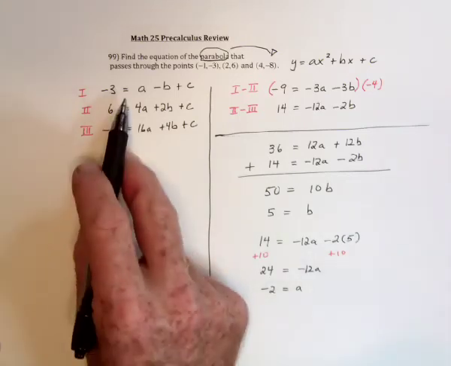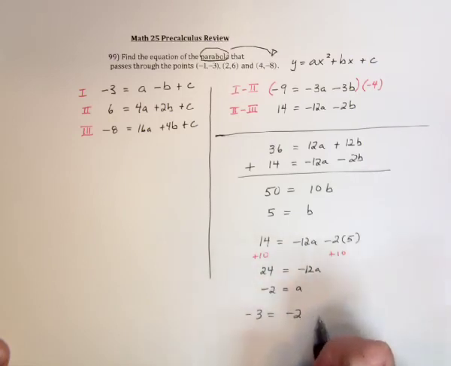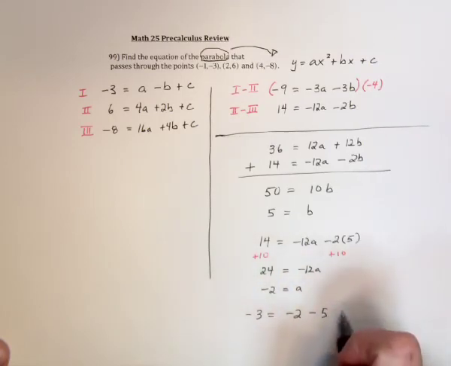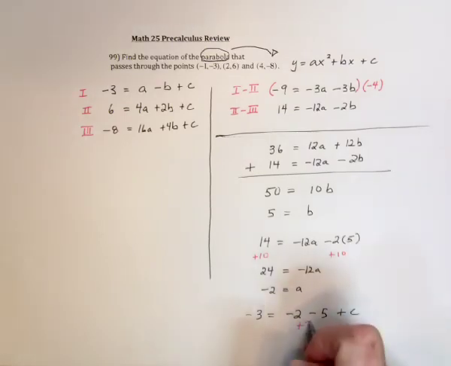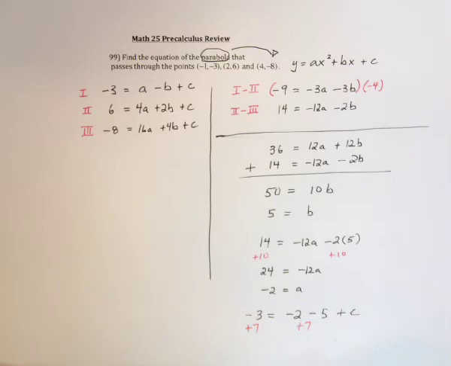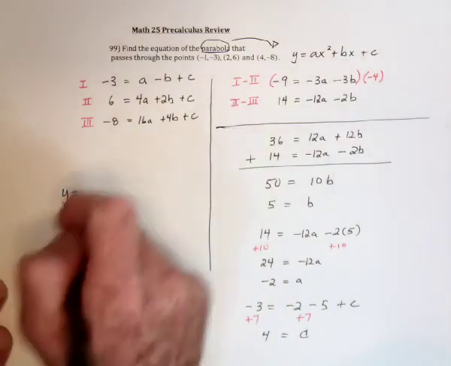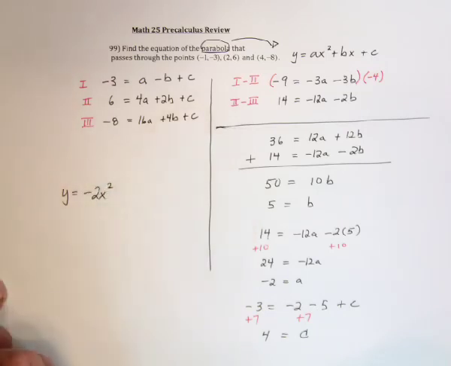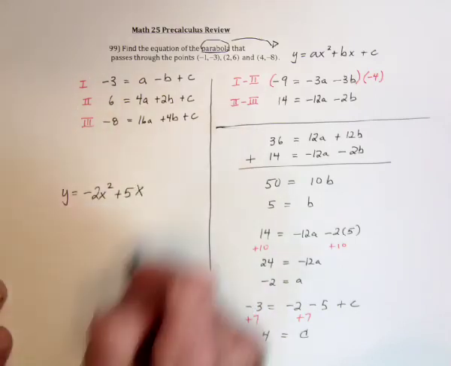Now go back to one of the equations that has a, b, and c. Like I'll just use the top equation. So it would say negative 3, then put what we got for the a, minus put what we got for the b, and then solve for c. So this is negative 7. So add 7 to both sides, and the c will equal 4. So now we have the equation. It is negative 2x squared, that's the a, plus 5 times x, that's the b, and then the c.